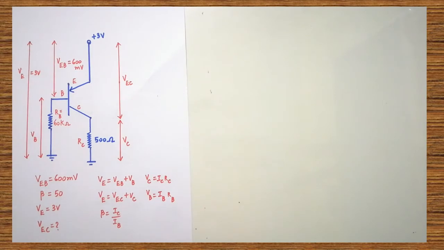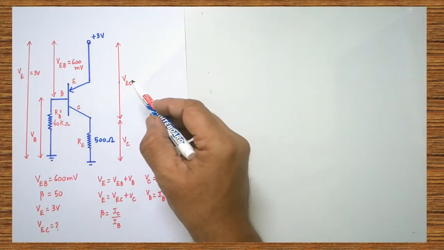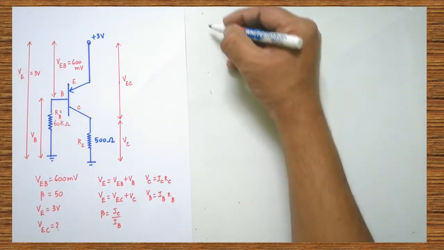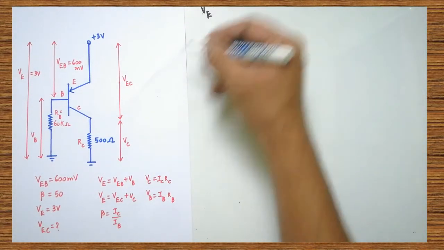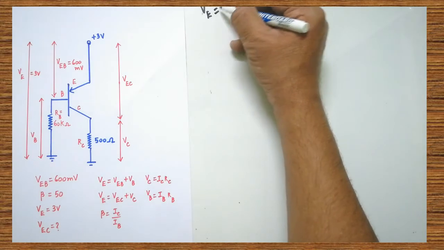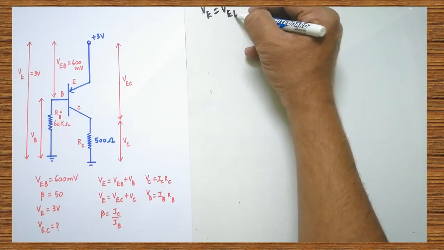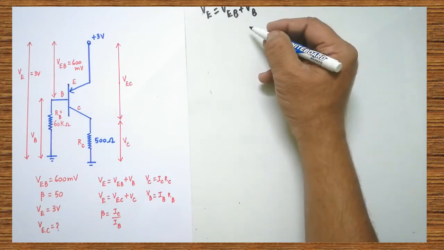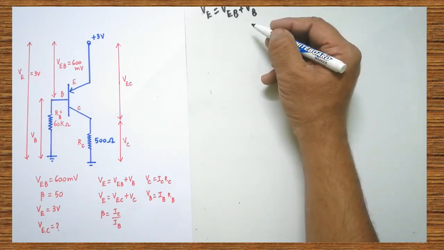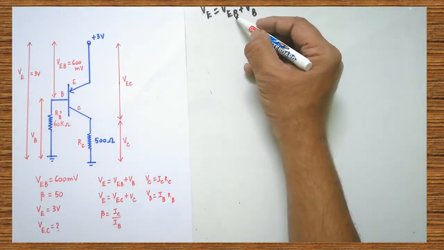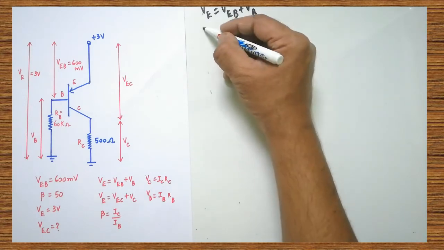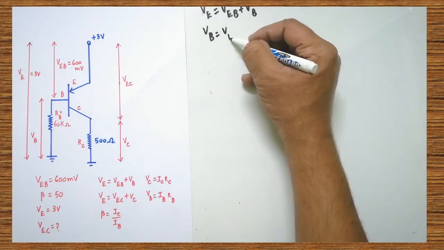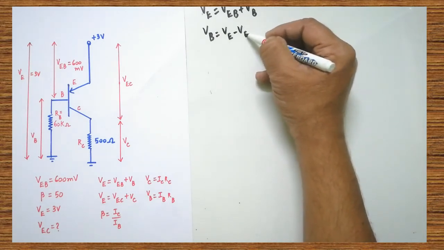Now we'll solve the problem. We are asked to find out the value of VEC. By using the known formula, we will start. First I will write the first formula. VE is equal to VEB plus VB. So by using this formula, we are able to get the expression for VB. VE is known, VEB is known, VB can be calculated. So therefore VB is equal to VE minus VEB.